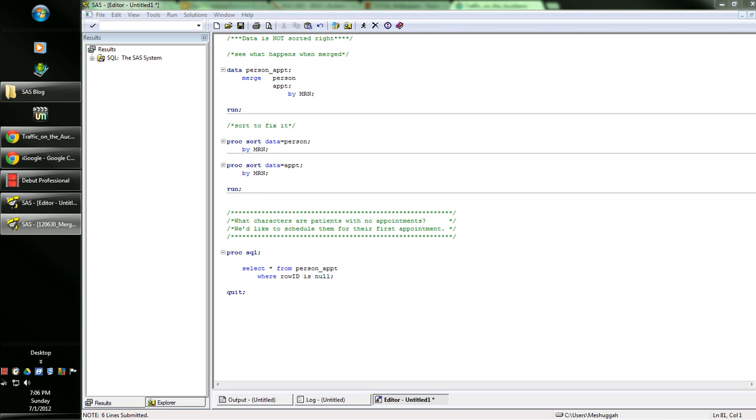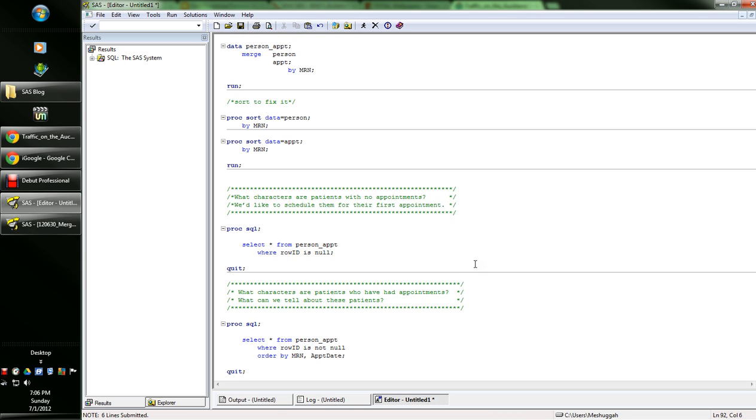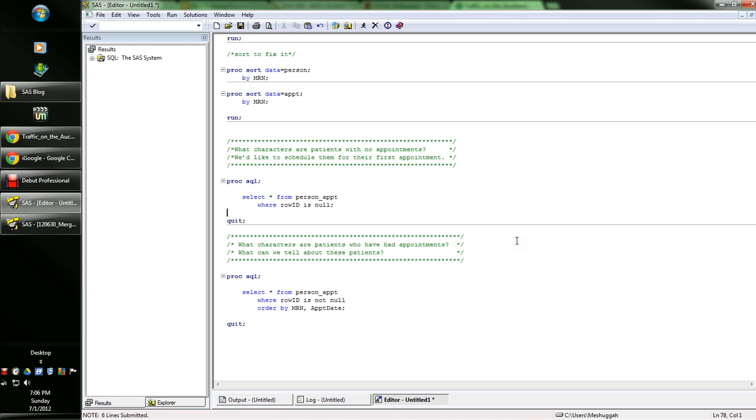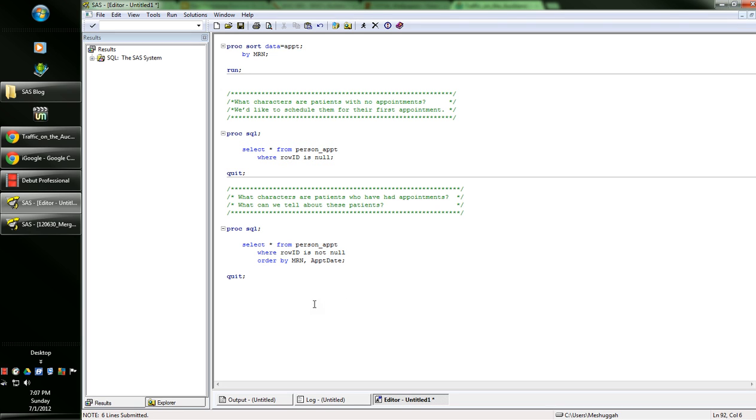Alright, next problem that we have is what characters are patients who've had appointments, right? So in other words, who are your customers and what can we tell about these people? So I built this query. This is a useful query just to start out with. And by the way, for the last query and this query, any query, what you start with is that merge, and then you can always pull out of there what you want, set criteria on that and turn it into different kinds of tables that you want to study.